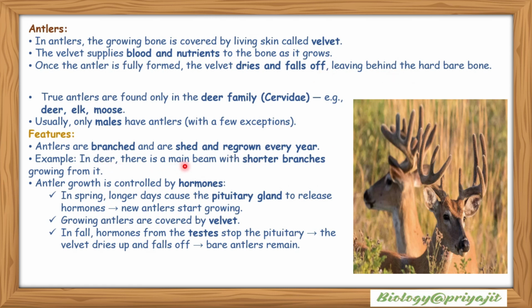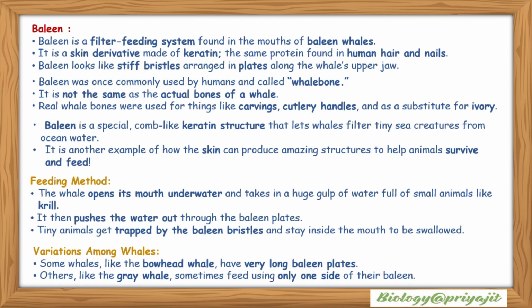For example, there is a main beam with shorter branches growing from it. Antler growth is controlled by hormones. In spring, longer days cause the pituitary gland to release hormones. New antlers start growing. Growing antlers are covered by velvet. In fall, hormones from the testes stop the pituitary. The velvet dries up and falls off. Bare antlers remain.